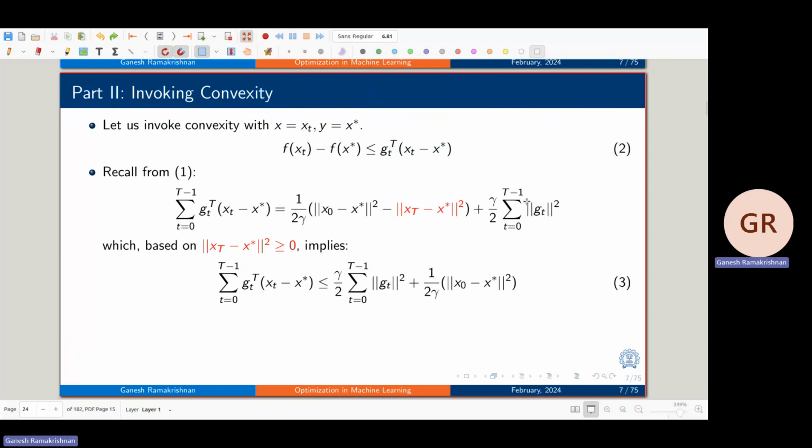Okay. Now, so I have got this. Now what I do is, on the right hand side, what I have is also interesting. f of xt minus f of x star obviously is greater than or equal to zero, right? So I could just drop this and make it greater than or equal to. So I'm just saying I'll drop this second term, f of xt minus f of x star, and simplify my right hand side.